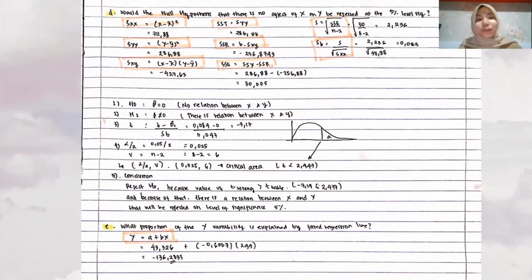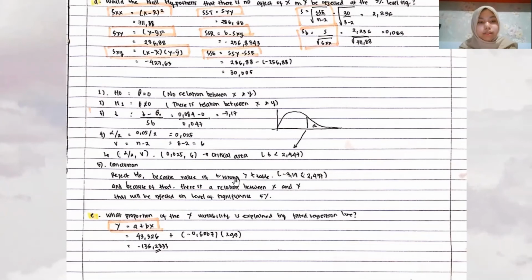So we got 2.447. For the conclusion, we can reject H0 because the absolute value of t-hitung is larger than t-table. T-hitung is minus 7.17, t-table is 2.447. So the t-hitung is larger than the t-table, and because of that, there is a relation between X and Y. H0 is rejected at the 5% level of significance.